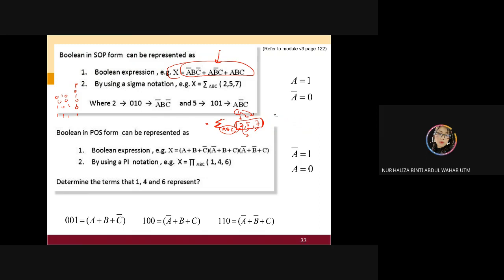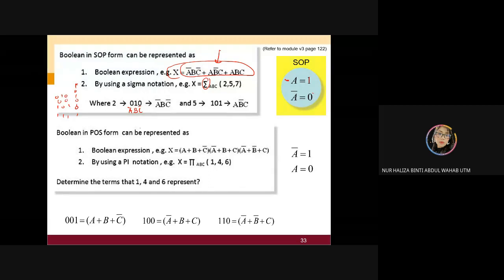So you need to remember that for SOP, I already repeated several times, A will be 1, A bar will be 0. So when you play around with SOP, you will use that term. So when you have 0, 1, 0, you know 0 will be A bar, 1 will be B, 0 will be C bar. So now, that is on your SOP.